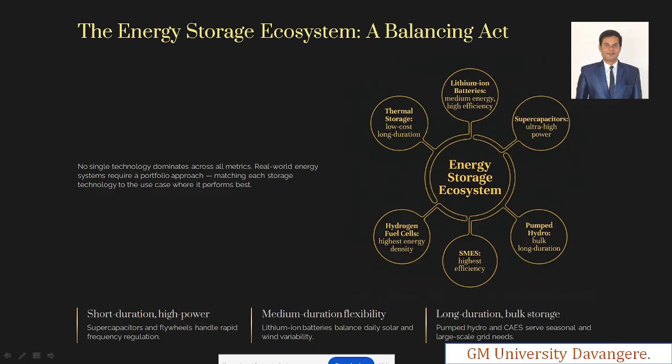When you talk about long durations and bulk storage, if you want a very long time and an enormous amount of storage, we should go for pumped storage. We can go for compressed air storage also. We can go for pumped hydro also, right? Especially in small scale grids, that is microgrids, wherever it is required.